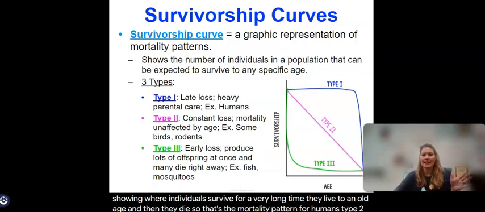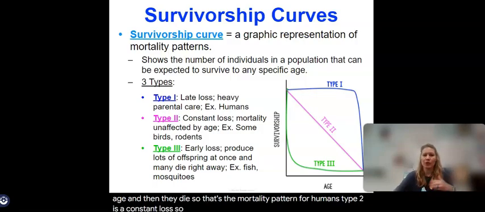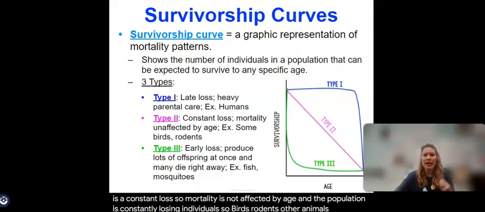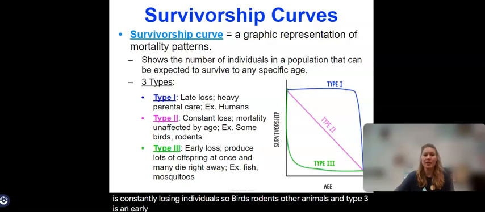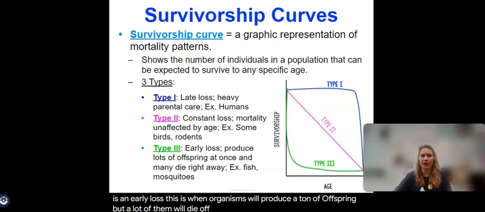Type 2 is a constant loss. So mortality is not affected by age and the population is constantly losing individuals. So birds, rodents, other animals. And type 3 is an early loss. This is when organisms will produce a ton of offspring, but a lot of them will die off either very early or very rapidly. So think insects like mosquitoes, okay?